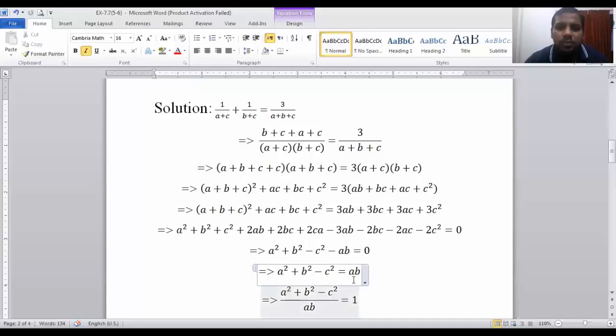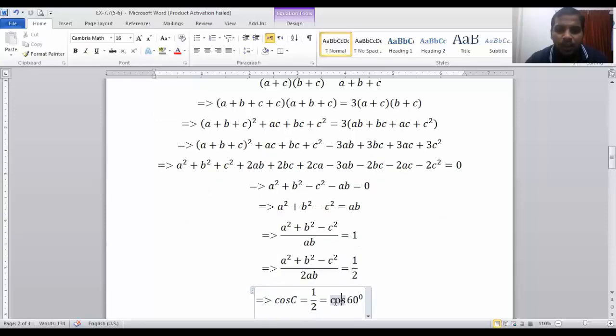We divide both sides by AB, and we get the next line. And again, we divide both sides by 2. We get a square plus b square minus c square by 2AB equal to half. Okay, we can write a square plus b square minus c square by 2AB as cos c. We have the formula, it is the cos rule.